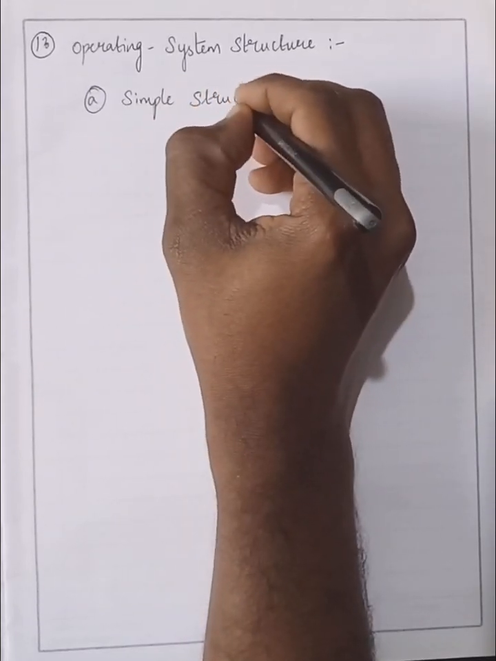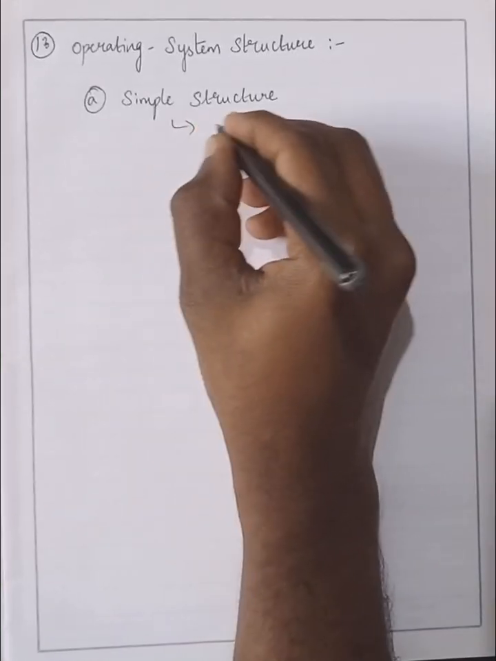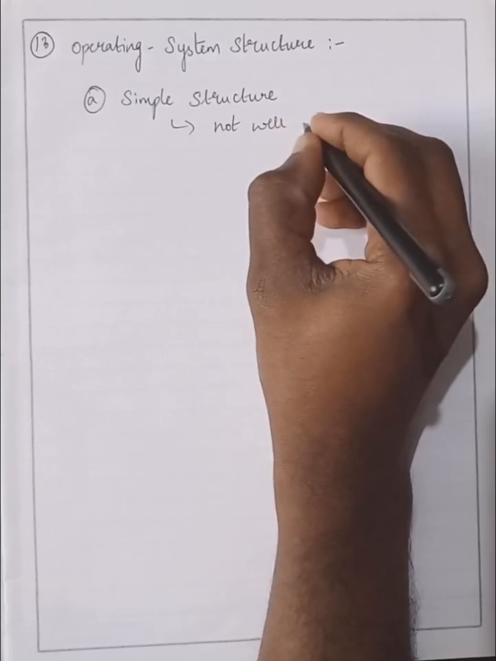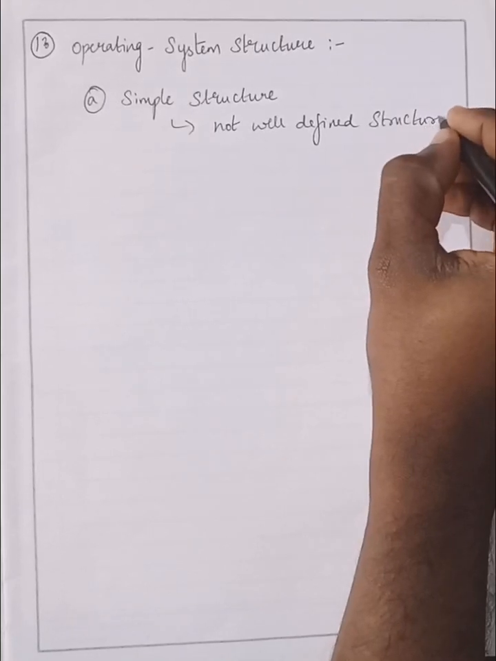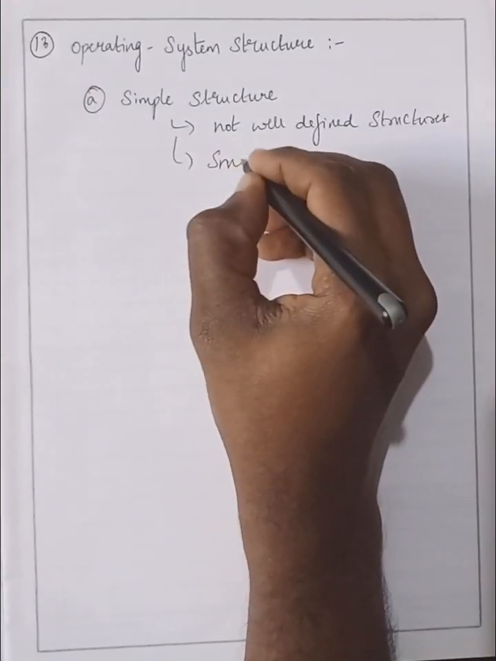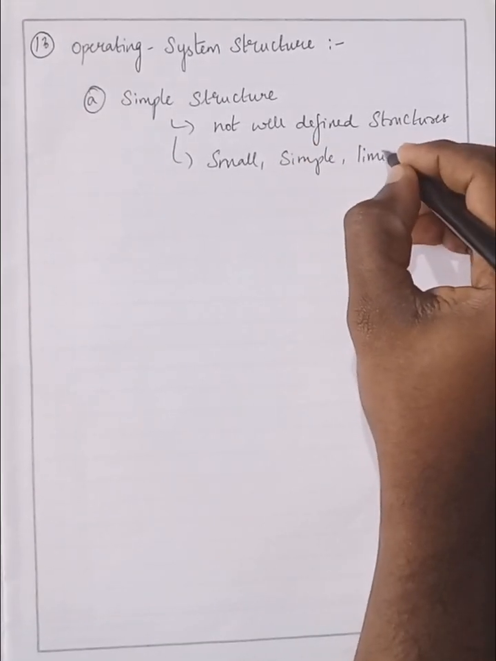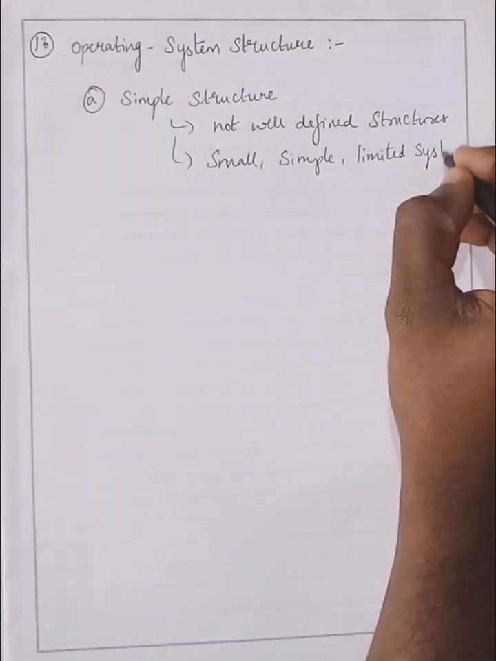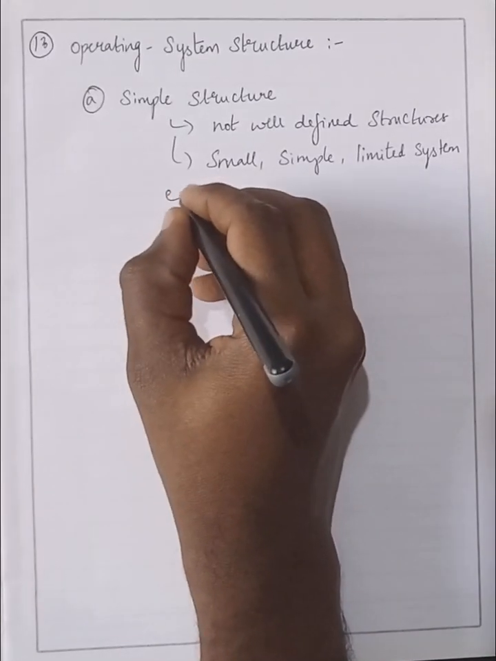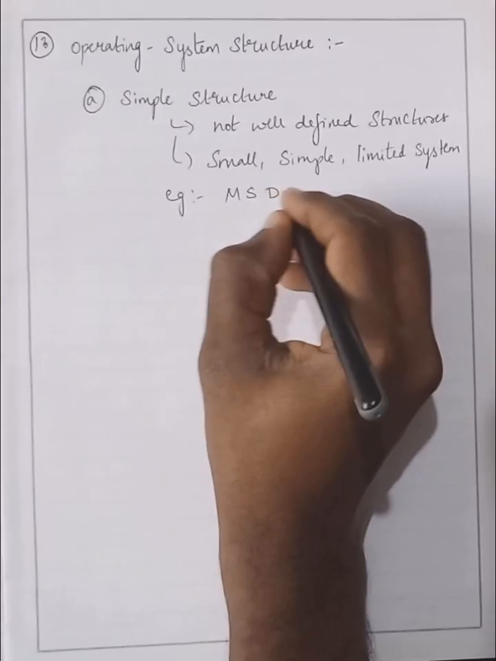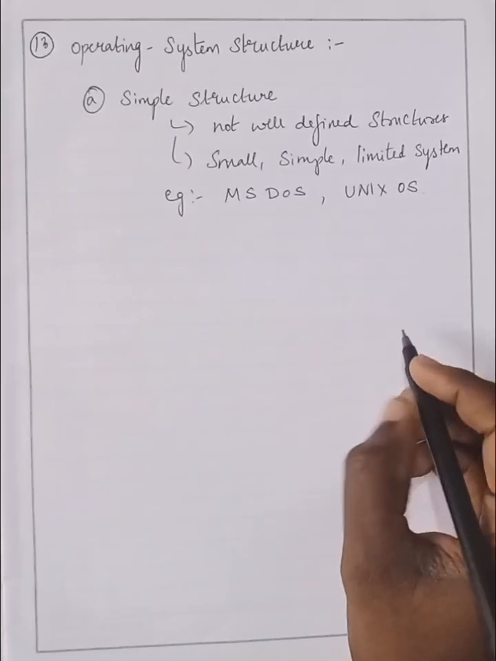Whenever they were designing the OS in the initial days, the structure of the OS was very simple. It means they didn't have well defined structures. They were very small, very simple, and had limited features. Later they grew into advanced options by gradually increasing the implementation. For example, MS DOS or Unix OS are examples of the simple structure.